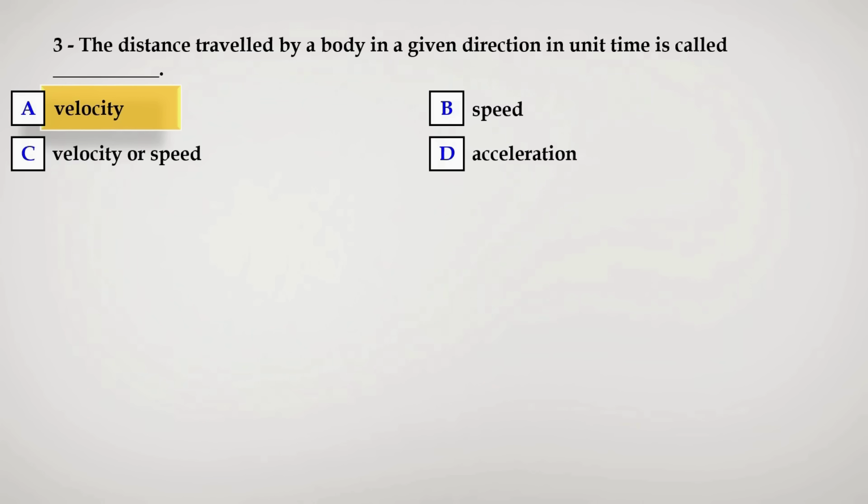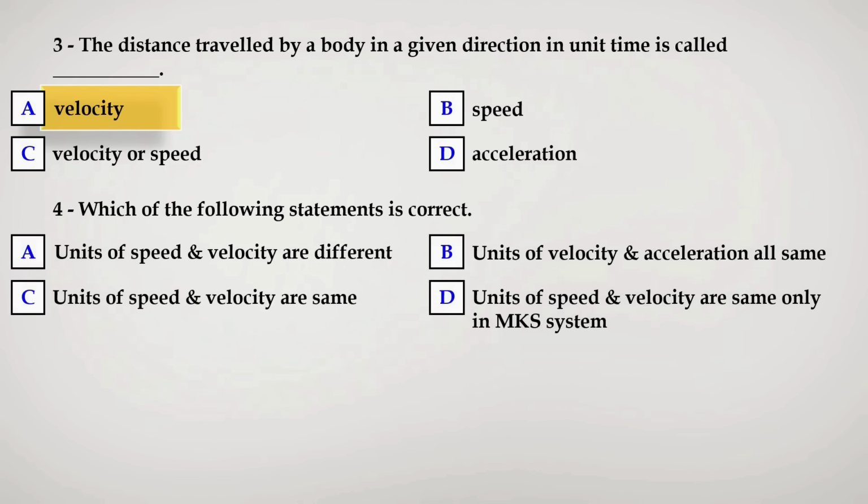Now let us move to the next question. Question 4. Which of the following statements is correct? The correct answer is units of speed and velocity are the same. Although speed and velocity are different physical quantities, both are measured as distance traveled per unit time. Therefore, their units are the same in all systems, such as meters per second or kilometers per hour.